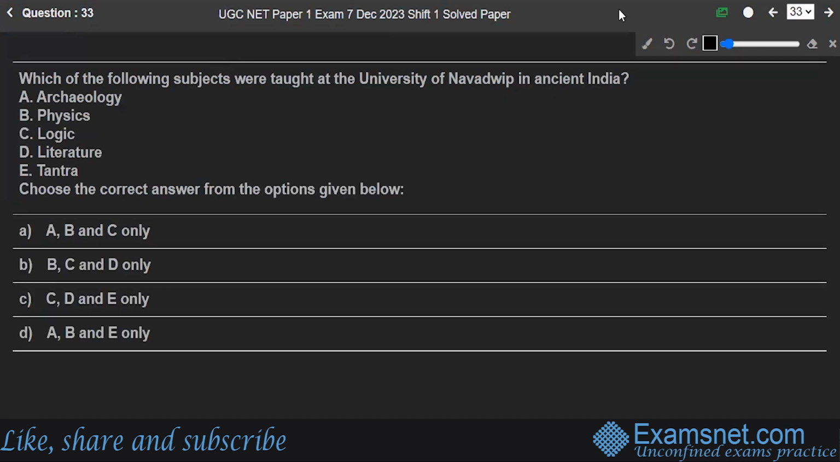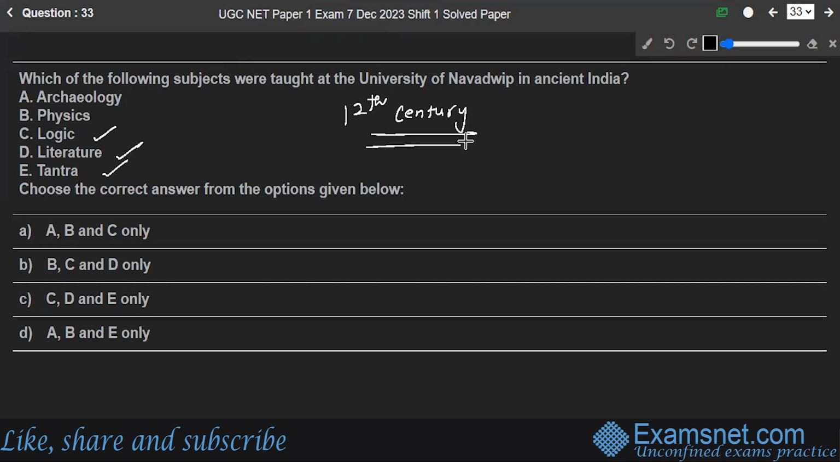Question number 33. Which of the following subjects were taught by the University of Navadvip in ancient India? Archaeology, physics, logic, literature, or tantra? Which of the following options is correct? Well, the right answer is logic, literature, and tantra. That is CDE. See, the University of Navadvip was a renowned center of learning in ancient India. It was established in the 12th century and flourished over the coming centuries.